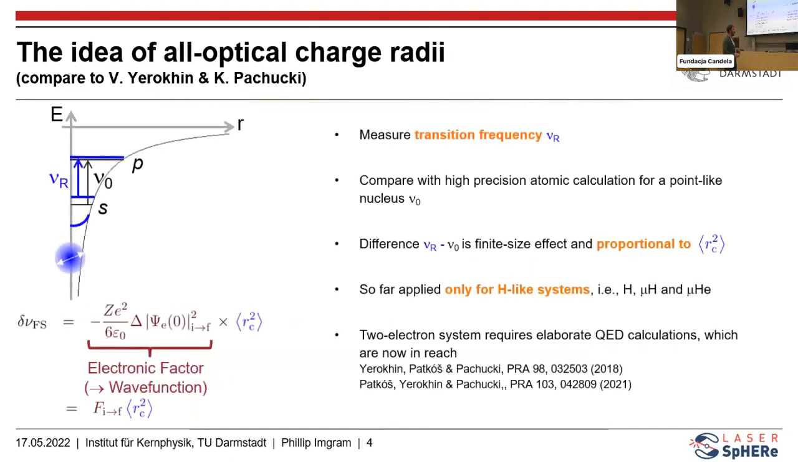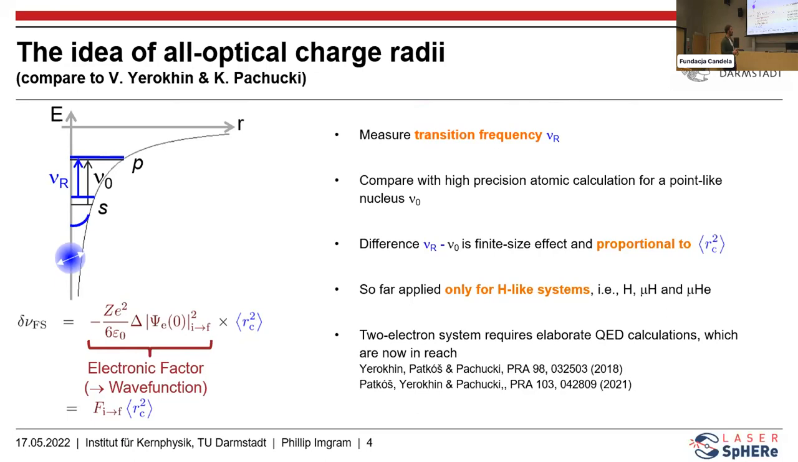So how can we do this? I will just give a brief overview because I'm pretty sure that this will be explained also further in the next talk after the break by Vladimir Yerukin. But in principle, with laser spectroscopy, you can measure the absolute nuclear charge radius by the finite size effect. So if you measure the real transition frequency, and you have a system where you can actually calculate the transition frequency for a point-like nucleus, the difference of these two values should be the finite size, and should be proportional to the mean square charge radius.